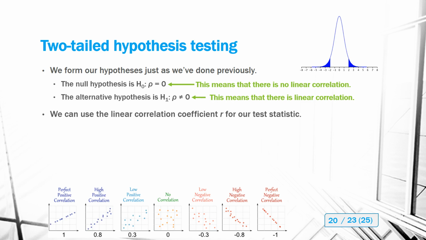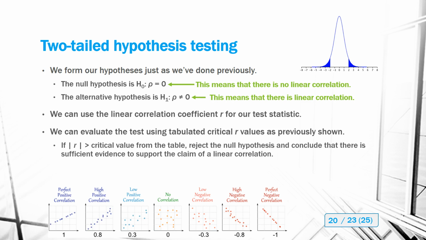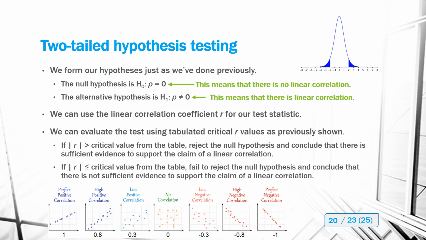We can use the linear correlation coefficient R for our test statistic. And we can evaluate the test using the tabulated critical R values that we've seen previously. So if the absolute value of R is greater than the critical value from the table, reject the null hypothesis, conclude there is sufficient evidence to support the claim of linear correlation. However, if the absolute value of R is less than or equal to that critical value from the table, we fail to reject H0, conclude there is not sufficient evidence to support the claim.